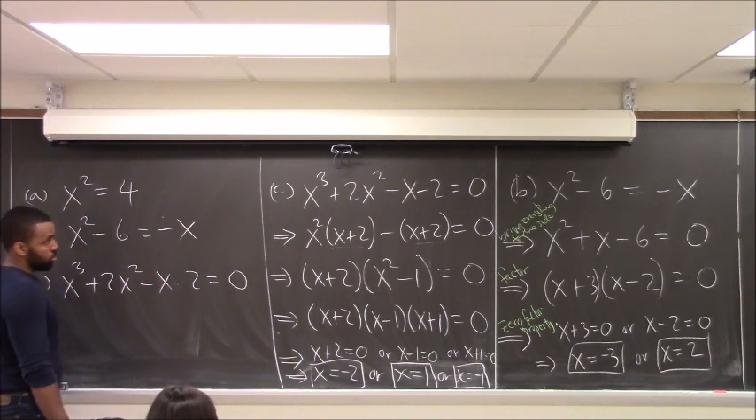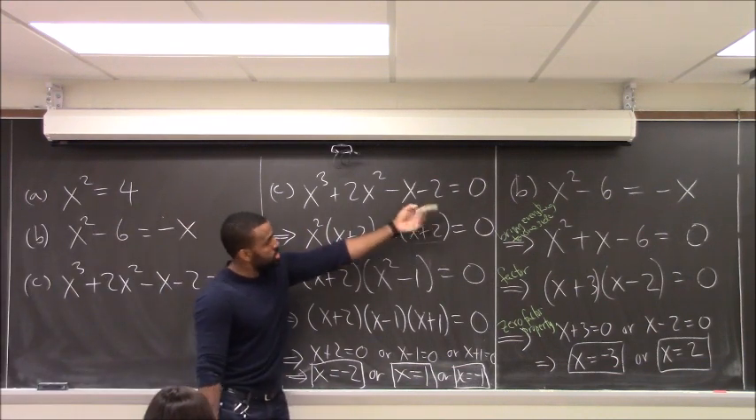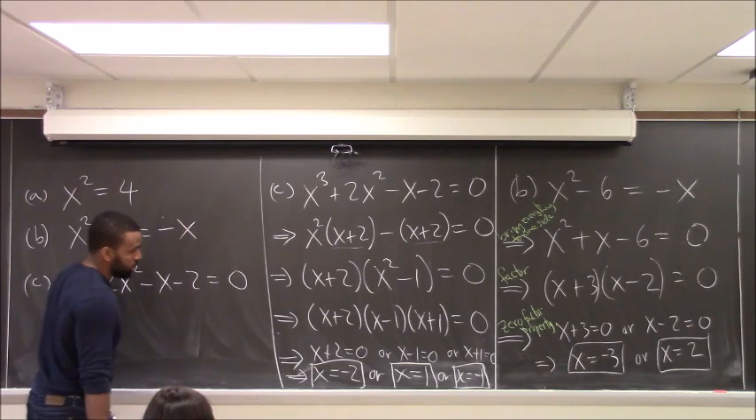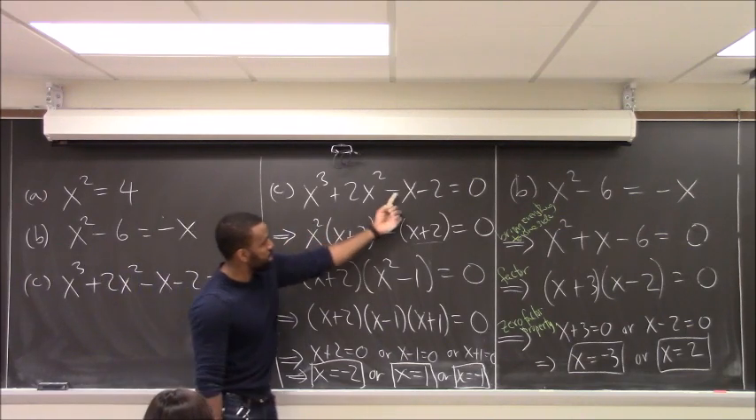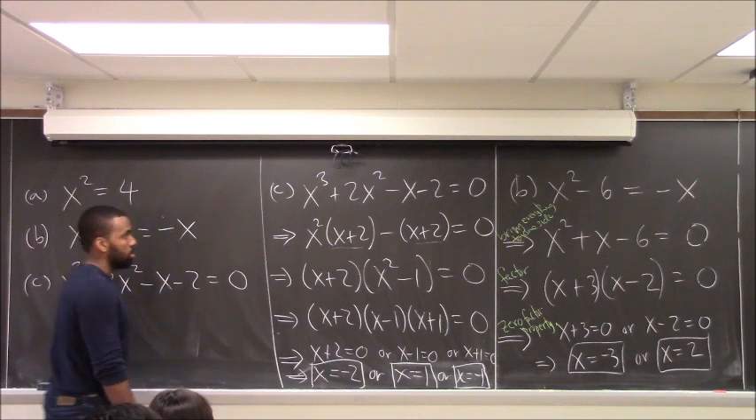Again, you can notice that if you were to plug in any of those into the original, that would actually be true. Right? If I plug in 1, I would get 1 plus 2 minus 1 minus 2, which is 0.